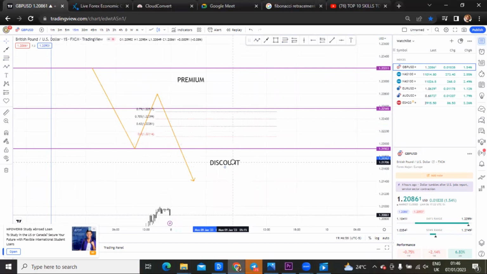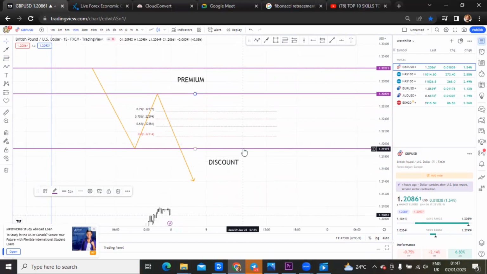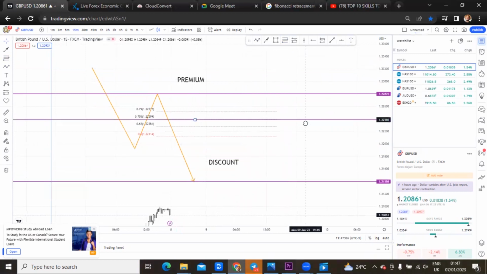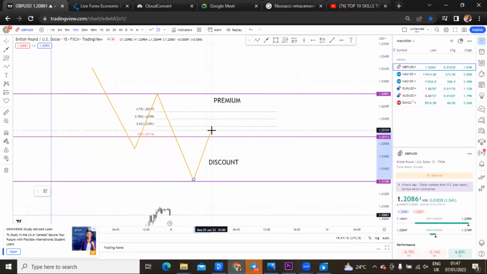my range has changed because this is now the high and this is now the new low and this is now half of the range. Everything has changed. So in as much as we are sitting at the moment in discount, smart money will have to buy this up to this level so I can get a premium.